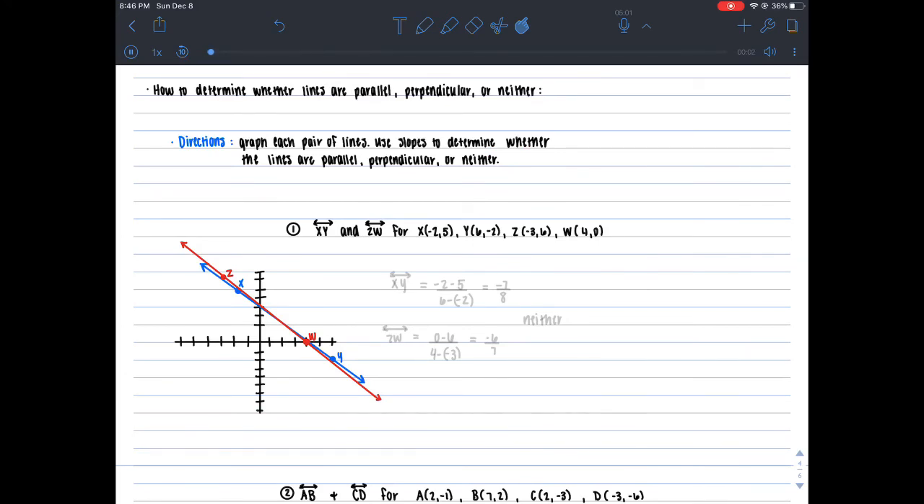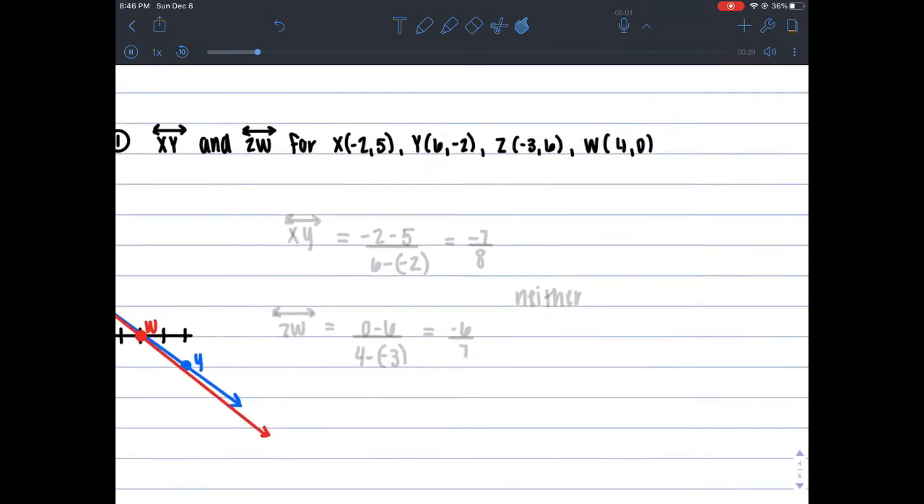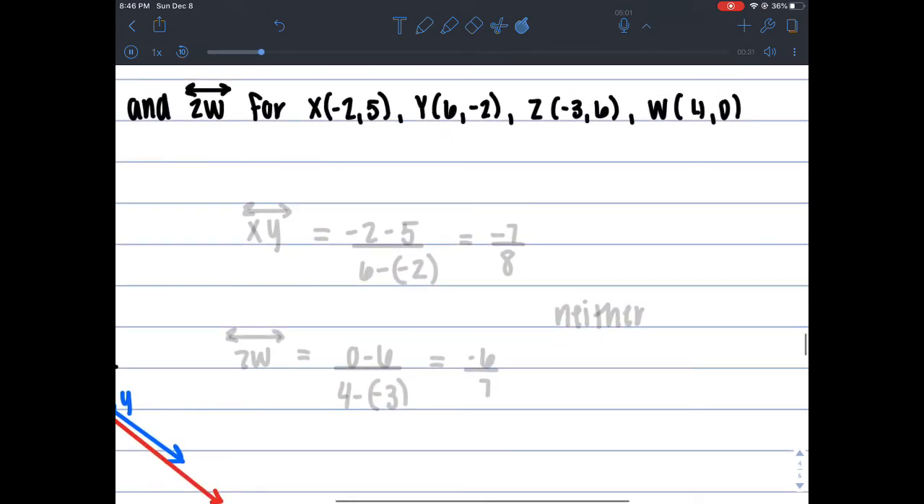So now we are going to learn how to determine whether lines are parallel, perpendicular, or neither. First, we're going to graph each pair of lines, which I've already done for you, and then use slopes to determine whether the lines are parallel, perpendicular, or neither. Since I've already graphed the points, we're just going to do the slope formula part. So we're going to plug in XY and ZW, starting with our first one, XY.